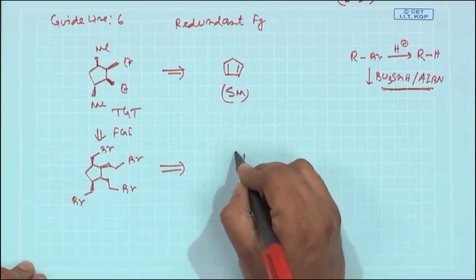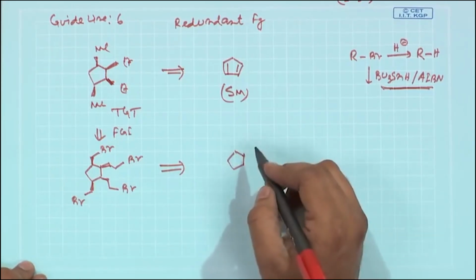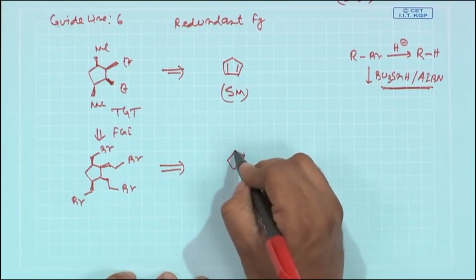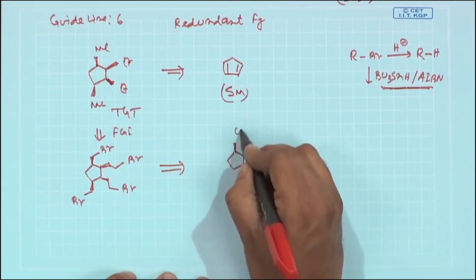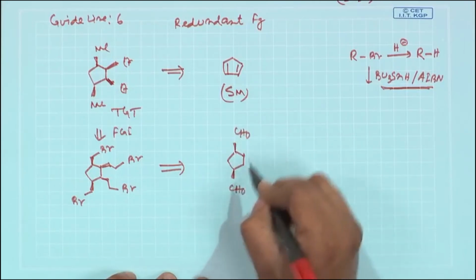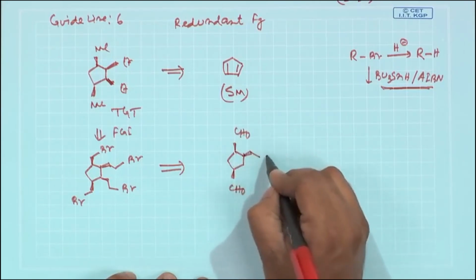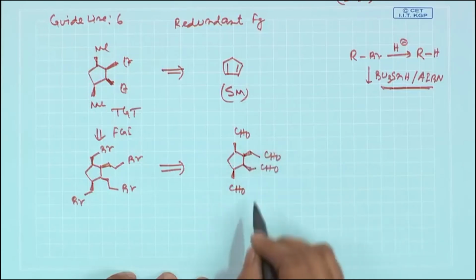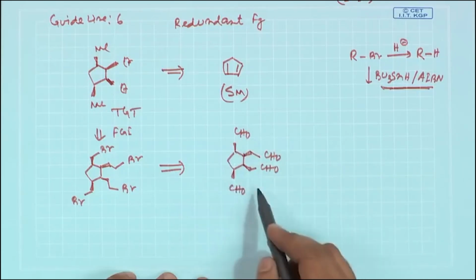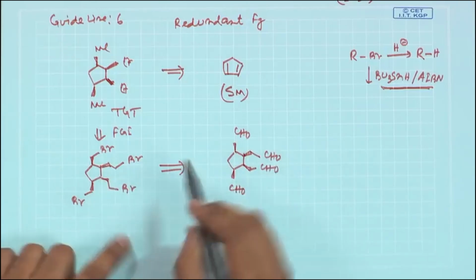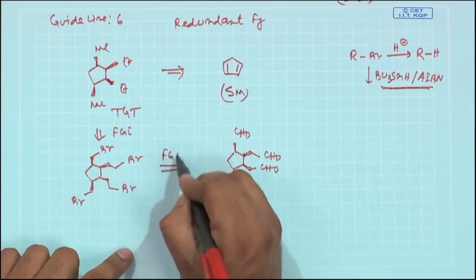Our next retro was a similar kind of FGI, where if you have a tetraaldehyde, this tetraaldehyde can be reduced to give you the tetrol, which can be converted to the corresponding tetrabromide. So, this is also FGI.